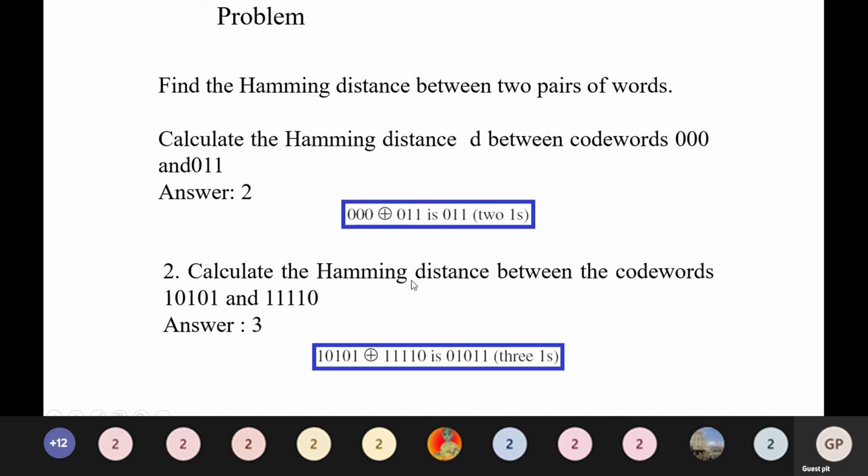Then the next problem: calculate the Hamming distance between the code words 10101 and 11110. If you observe the differences, 1 and 1 no change, 0 and 1 there is a change, 1 and 1 no change, 0 and 1 there is a change, 1 and 0 there is a change. So the answer is 3. Or you can XOR them, performing modulo 2 addition, and there are 3 ones. So the Hamming distance between the code words is 3.